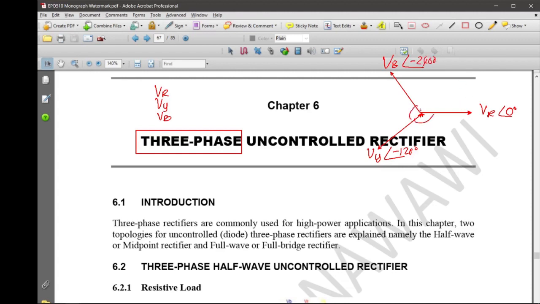Right, so that is the angle for each phase if you consider a Y connection. So we have a Y connection, or we call it positive sequence as well. Positive sequence has V red, V yellow, and V blue. But if it's negative sequence, you have V red, V blue, V yellow. Right, that is a negative sequence, but normally as a standard we use the positive sequence.